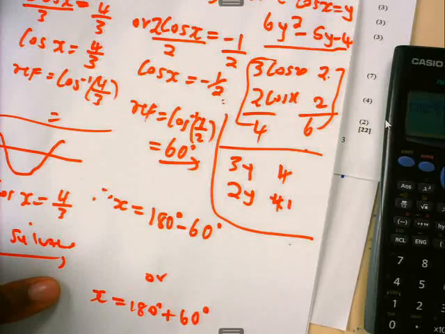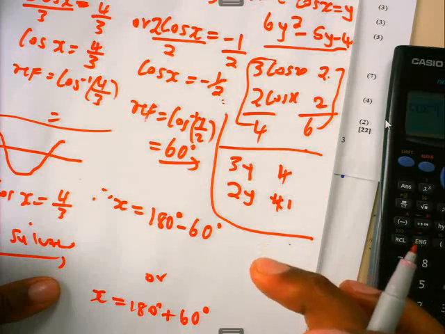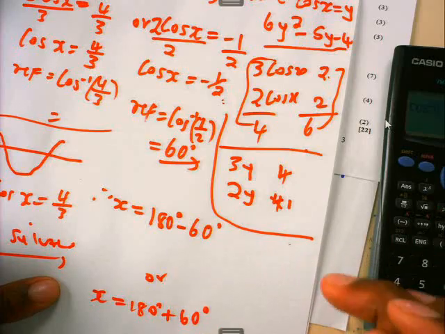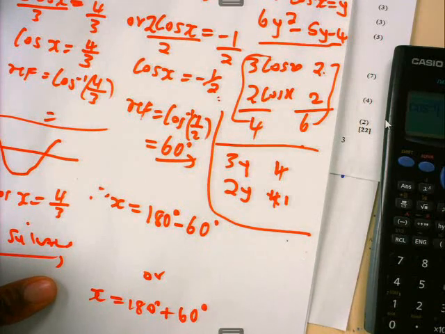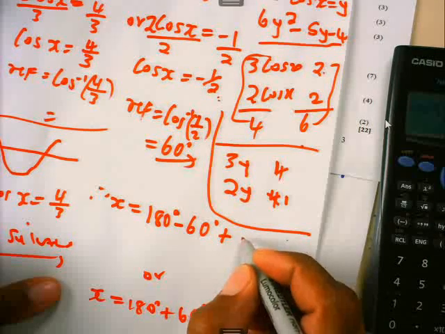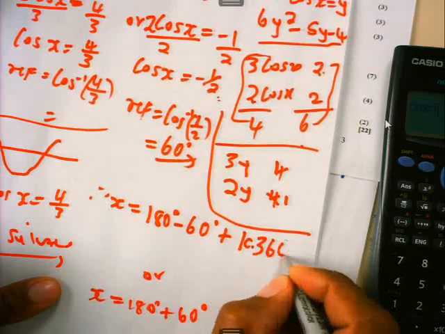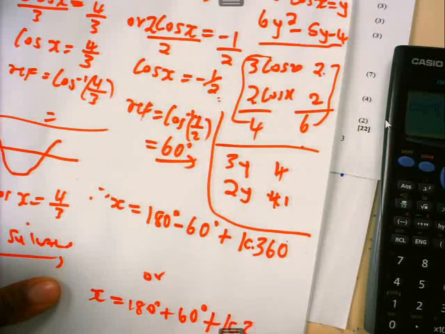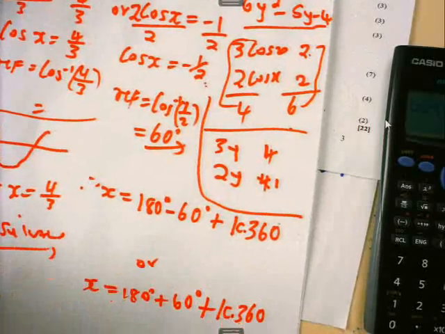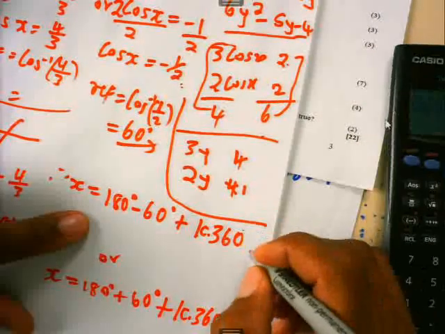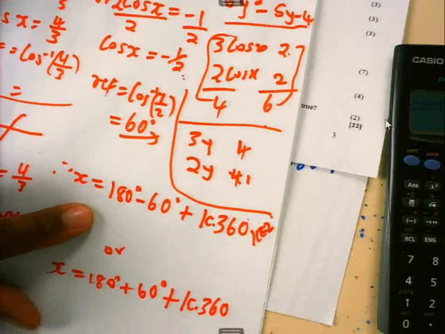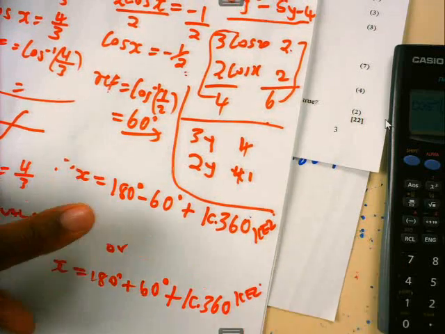Now we need to answer the questions. At least we have two quadrants where cos is negative. When you determine the general solutions, remember I said you check the period of cos. The period of cos here is 360. Then it means we add k times 360. The important part that you must not forget is to write that k is an element of the integers.